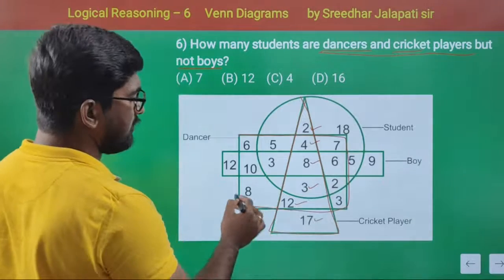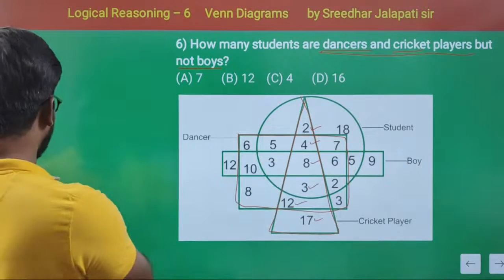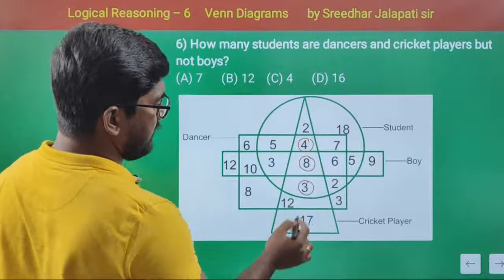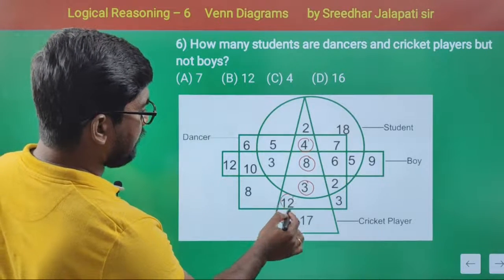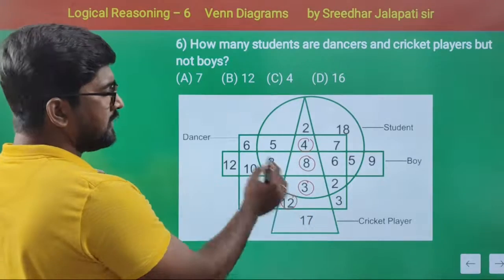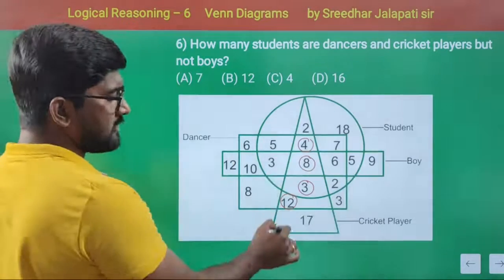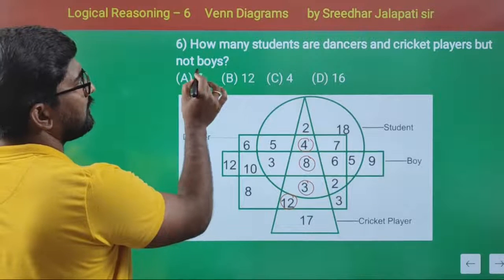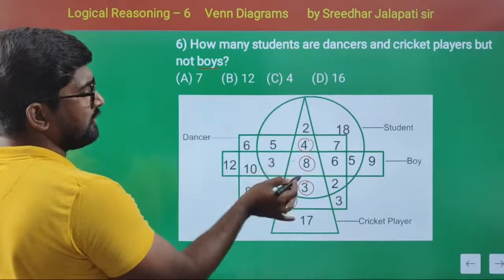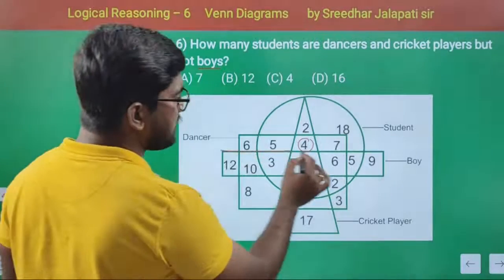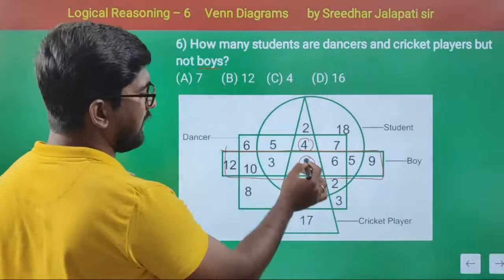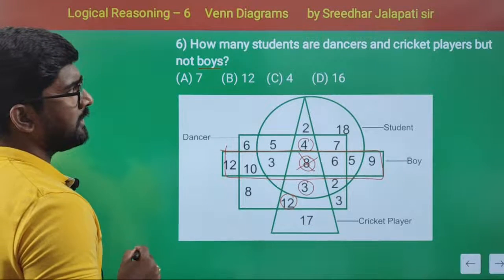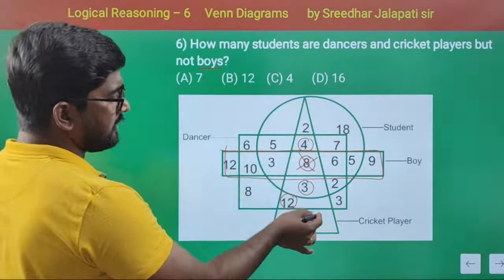So what is common to triangle and square? 4, 8, 3, and 12. These are in square as well as in triangle. These are dancers as well as cricketers. Out of this, we don't want if any of these are boys. So boys is this one, right? So in this, what is there? 8. I have to exclude that. Dancers and cricketers, but not boys.